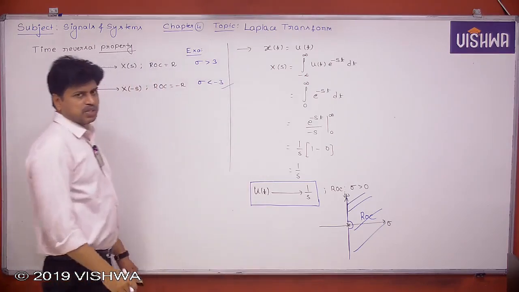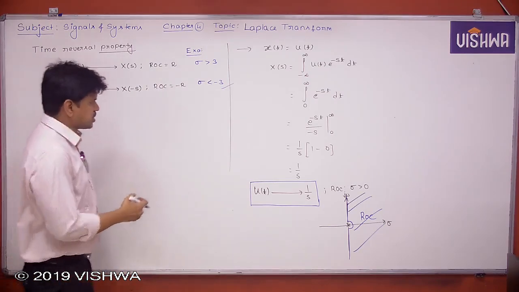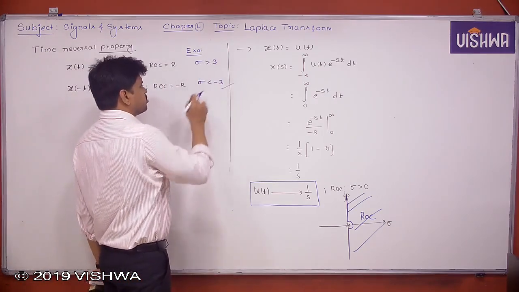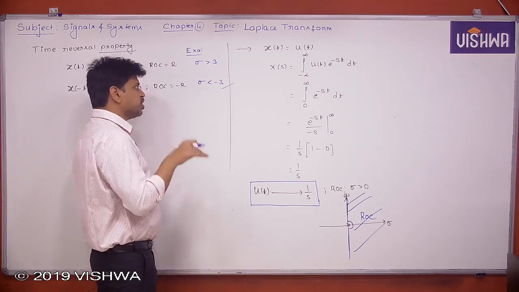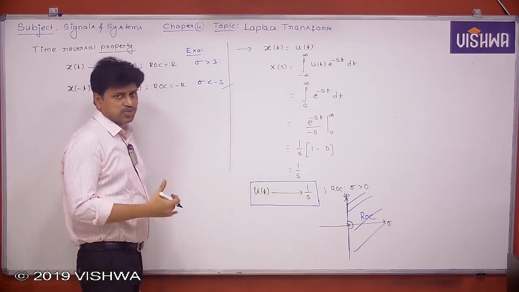What is the meaning of it? The negative sign indicates we have to change the sign. Yes, definitely 3 becomes minus 3. And we have to change the inequality also. That means if it is greater than, we have to take it as less than. That's the meaning of it.